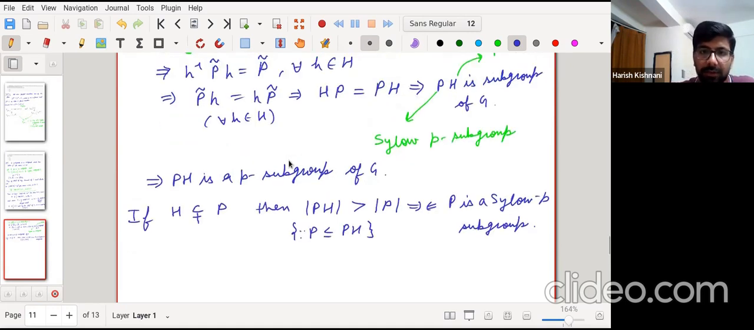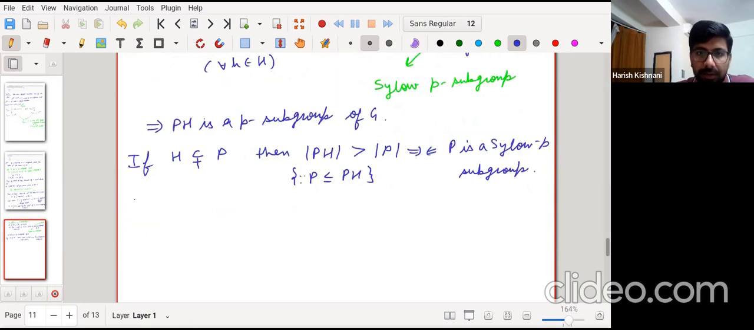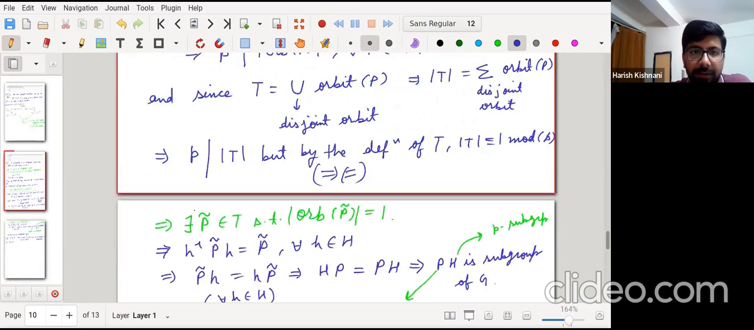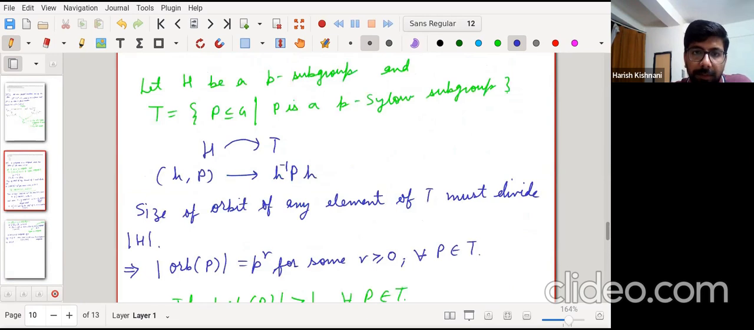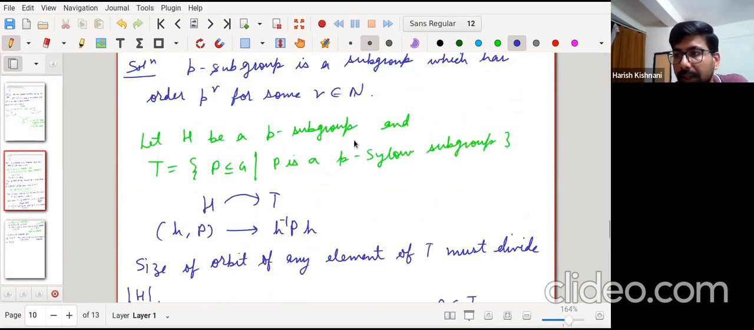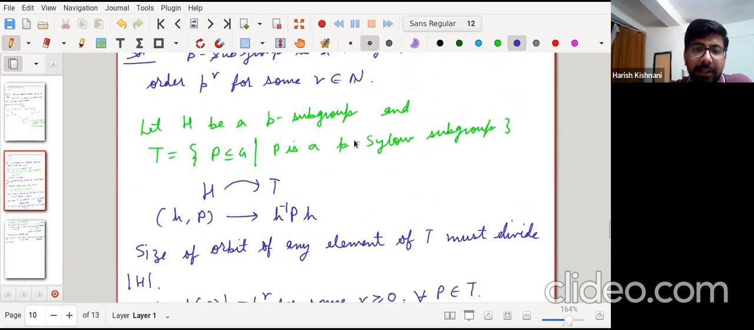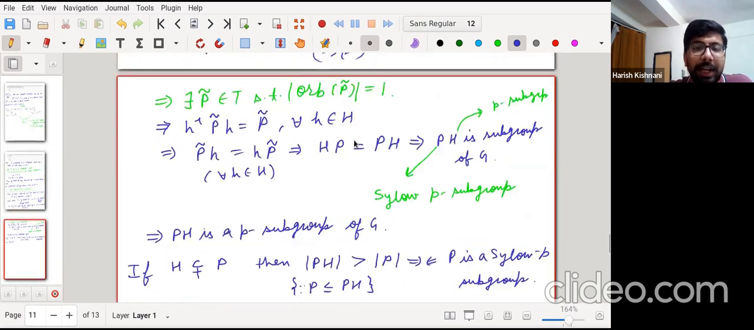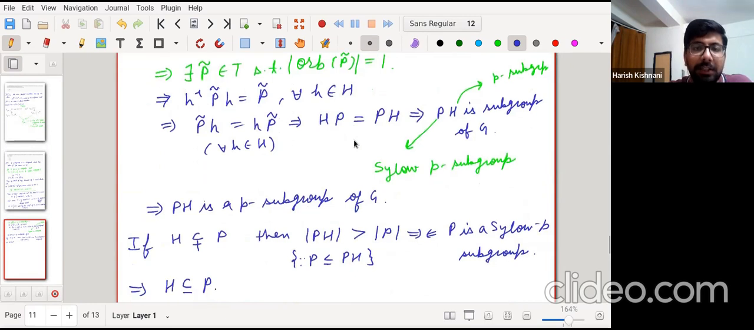and we got this contradiction because we assumed that H is not contained inside P. This will imply that H is contained inside P, which is what we were supposed to prove. So what we did, we started with a P subgroup, and then we proved that there exists some Sylow P subgroup such that H is contained inside that Sylow P subgroup. In fact, we gave the explicit construction of that Sylow subgroup.